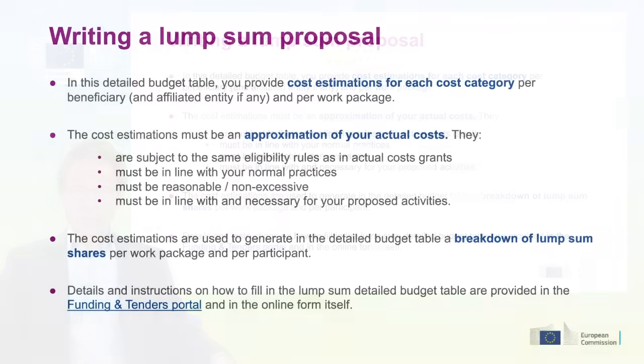So when writing a lump sum proposal, as I mentioned already, you now provide cost estimates for each cost category that exists in Horizon Europe. There is a number of predefined cost categories that we use both in actual cost grants and in lump sum grants. This you simply put according to the template and according to the resolution given in that template. You will see that we don't expect accuracy in the sense that you have after a cost has been incurred and you report exactly the cost that you had. Obviously, upfront, that is not possible.